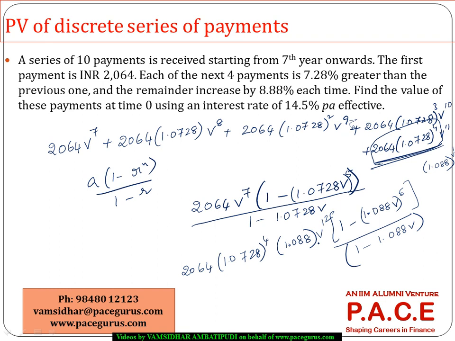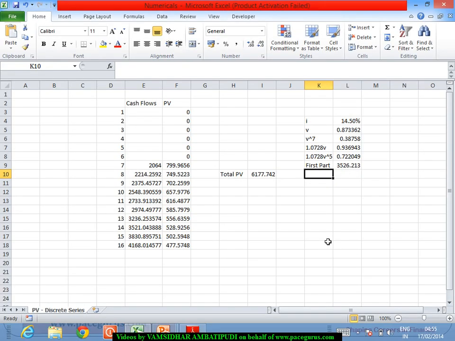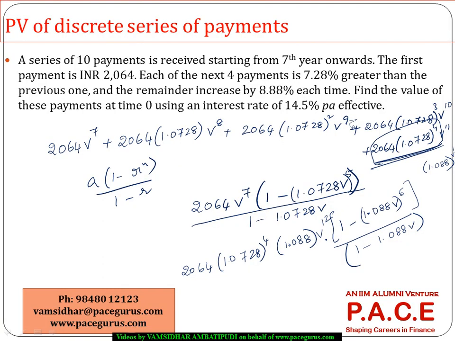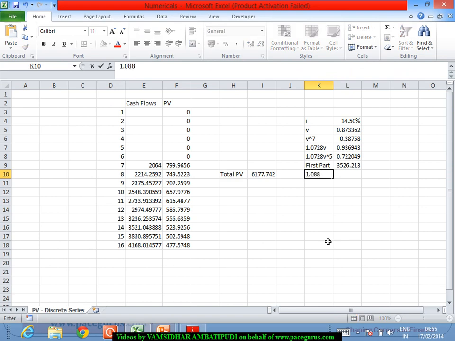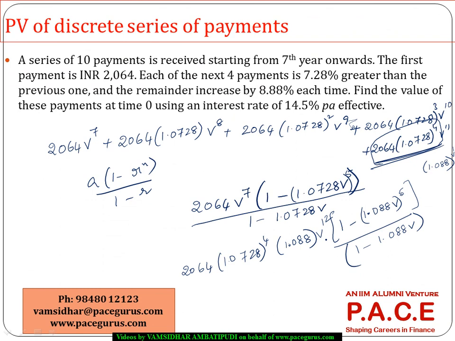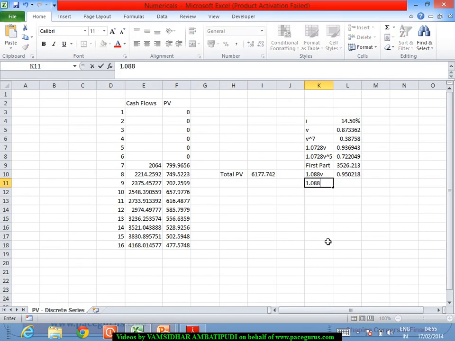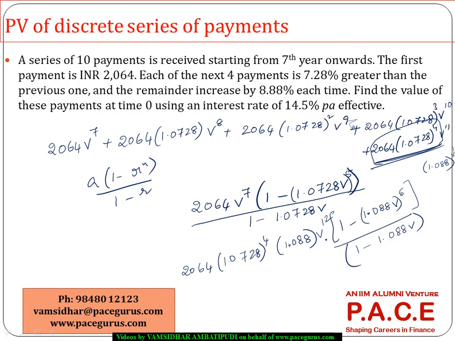2064 into 1.088 V power 12. That happens to be the second term. Now in the second term also, if I want 1.088V, it is 1.088 times whatever is the V. This is 1.088V to the power 5. Okay. V power 12 is one more thing which I require, which will come with this V. I raise it to the power 12. This is the V power 12.